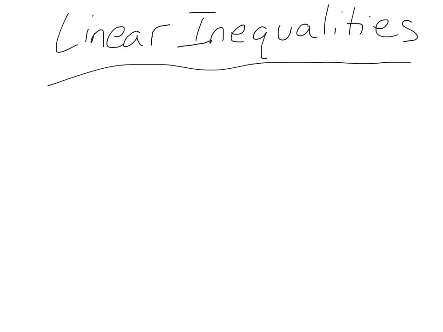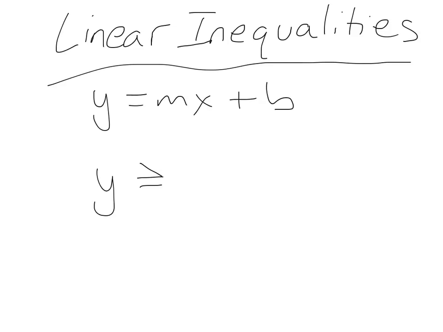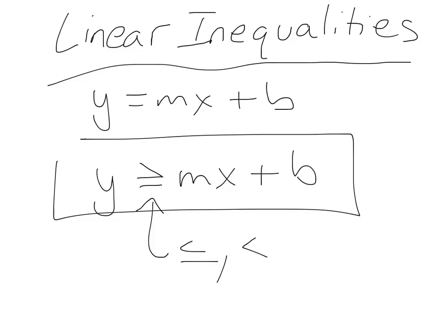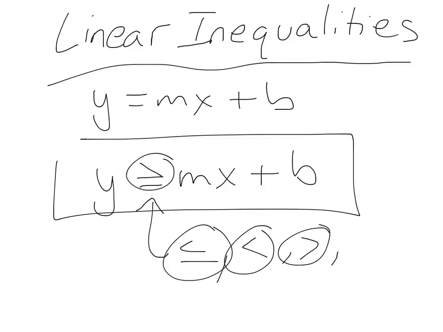Linear inequalities. Not a linear equation, but a linear inequality. So something of the form y equals mx plus b, except instead of an equal sign, you might have a greater than or equal to sign, or a less than or equal to sign, or strictly less than or strictly greater than. One of these signs will replace the equal sign. Okay, well, what does that mean?